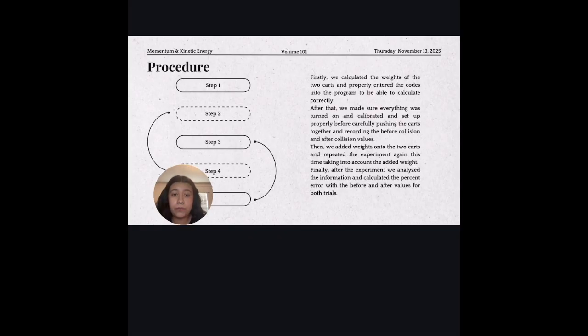For the procedure, firstly, we measured the weights of the two carts and properly entered the values into the program to be able to calculate correctly. After that, we made sure everything was turned on, calibrated, and set up properly before carefully pushing the carts together and recording the before-collision and after-collision values. Then we added weights onto the two carts and repeated the experiment, this time taking into account the added weight. Finally, after the experiment, we analyzed the information and calculated the percent error with the before and after values for both trials.